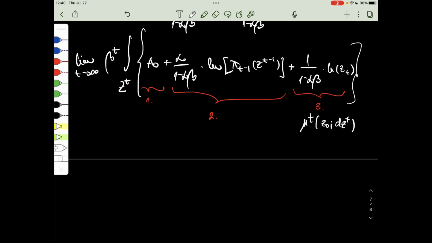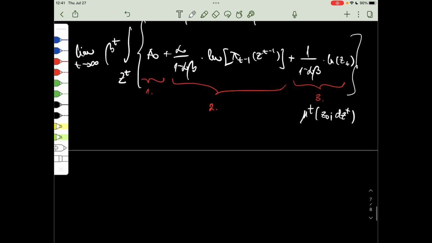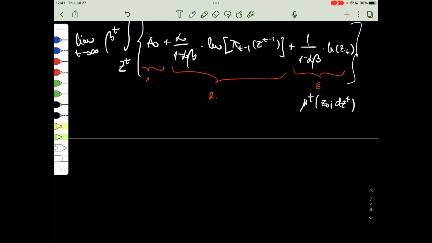Integration means that we need to take the shocks into account on their expected value, which is, again, known and given and fixed. This is m for every t. So let's try to say something intelligent about the three parts. Let's see part 3. Let's check the limit of part 3.